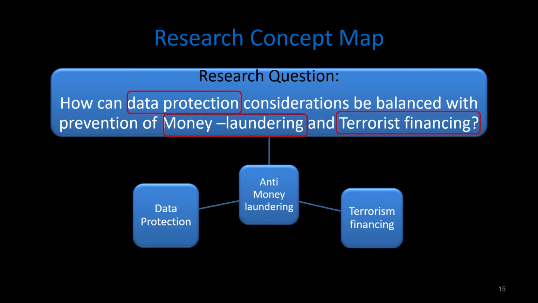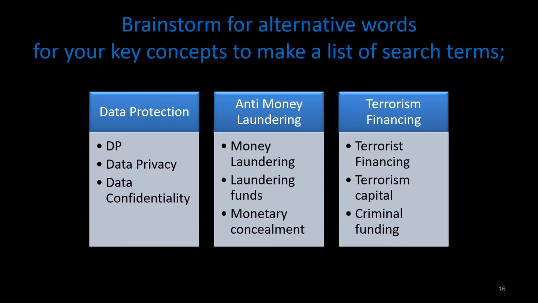It can be useful when you start off to write out your research question and pick out the main key concepts. I've done this here with the sample question, and you can see I have three main concepts: data protection, anti-money laundering, and terrorism financing. Once you have your main concepts, try to brainstorm for alternative terms and vocabulary. These become your search terms that you will use in database searching.